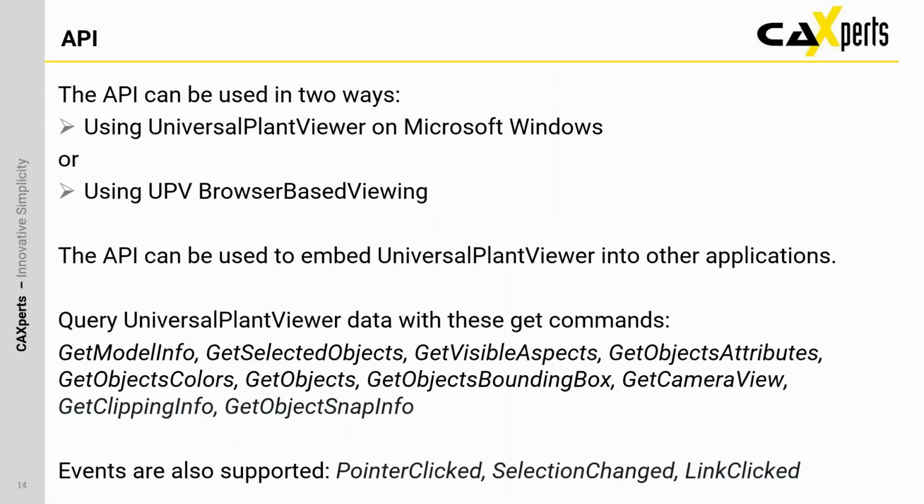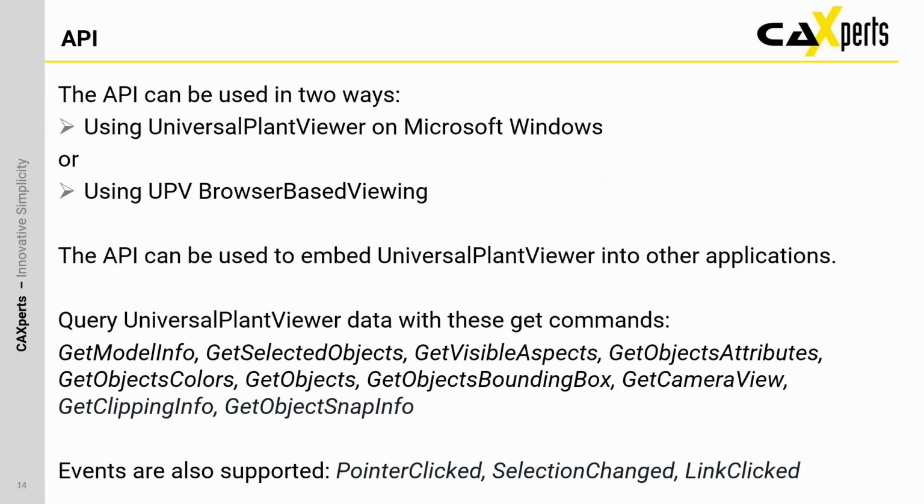Okay, and the last thing I want to talk about today is the API. It's an application programming interface, and this allows you to really interact with Universal Plant Viewer during runtime. The API can be used in two ways. One way is to use the Universal Plant Viewer on Microsoft Windows. So this is what you saw on my local machine. I'm running the executable version of Universal Plant Viewer. However, as Universal Plant Viewer is now also available in browser-based viewing, so this means in a web browser, there's obviously also the same API available. However, programming is a little bit different for the web browser than it would be for the Windows version.